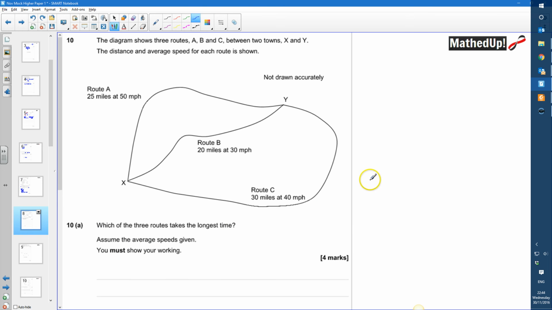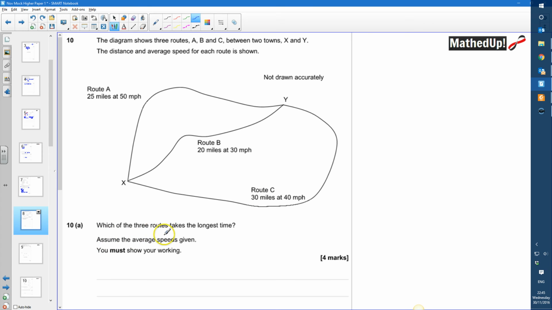Okay, question number 10. The diagram shows 3 routes A, B and C between the towns X and Y. The distance and average speed for each route is shown. So route A has a distance of 25 miles and an average speed of 50 miles per hour. Route B is 20 miles at 30 miles per hour, and route C is 30 miles at 40 miles per hour.